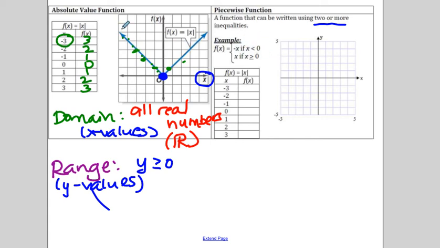You could think about it as negative x, okay, y equals negative x, for x less than 0.